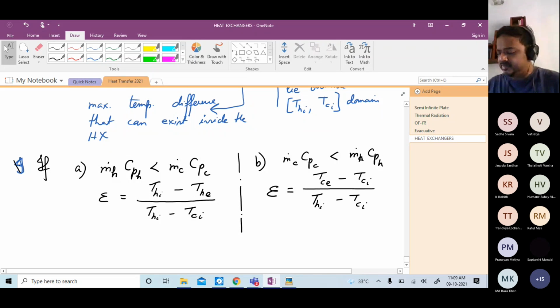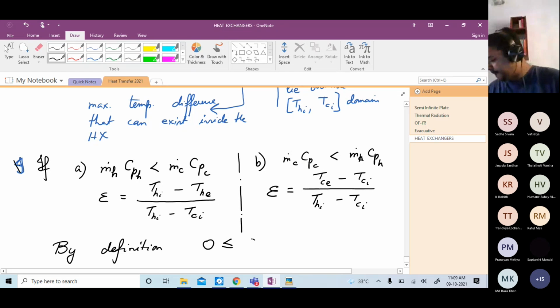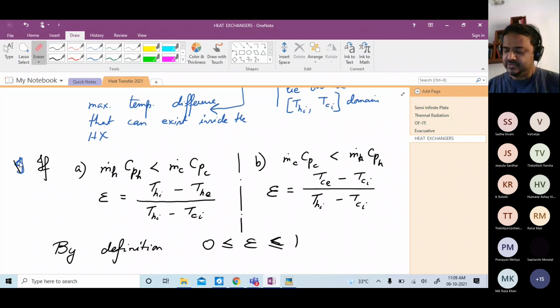And by definition, clear? So this is how we define the first parameter of epsilon NTU, which is called the effectiveness.